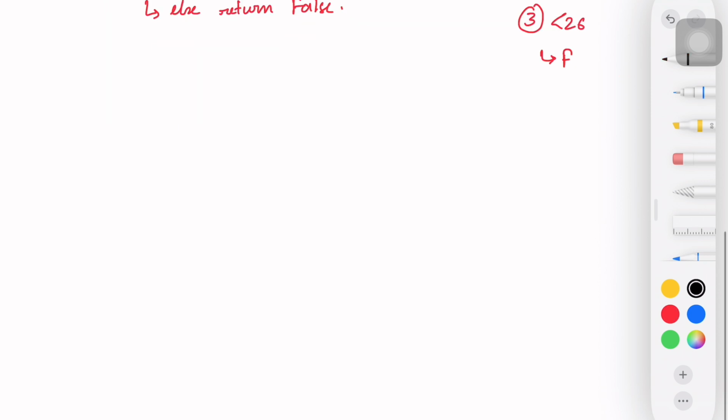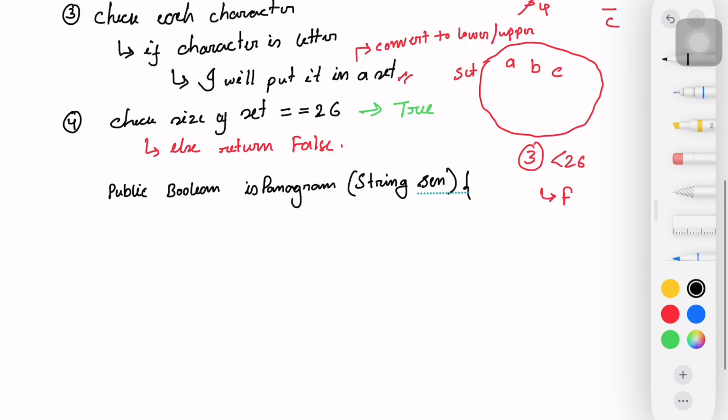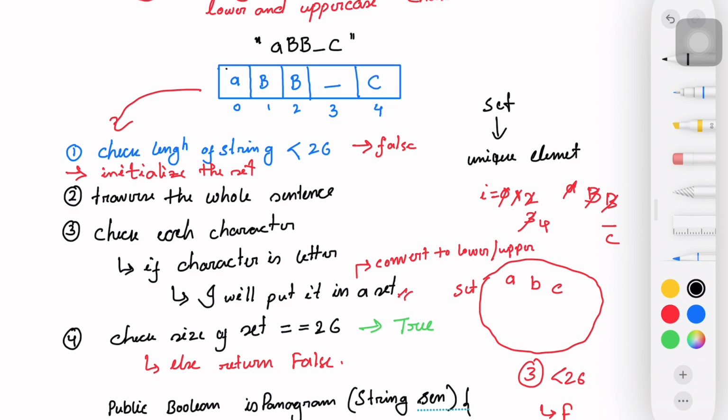Let's code it out. So let's put our method as public and return type will be boolean, and we could put our method name as isPanagram. I need to pass one string. As I have, at the very first, we need to check the length of the string.